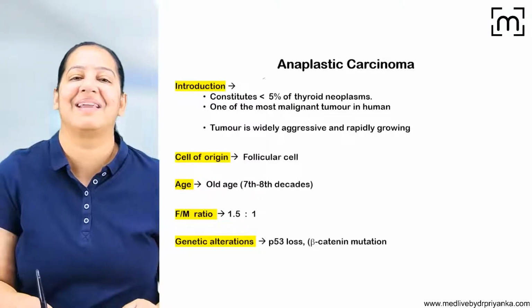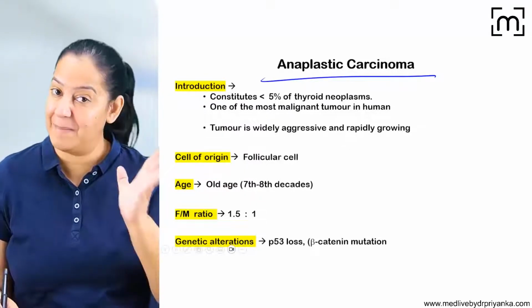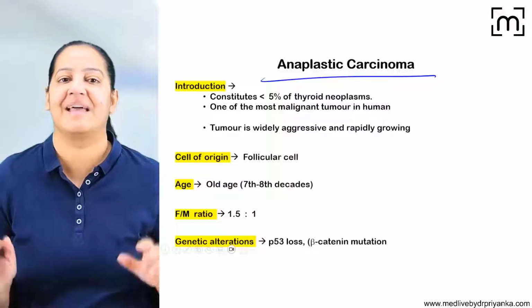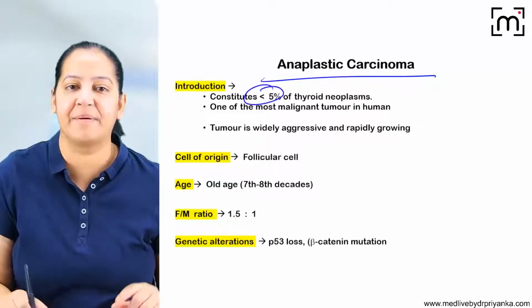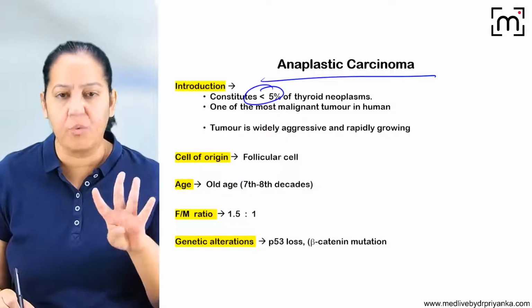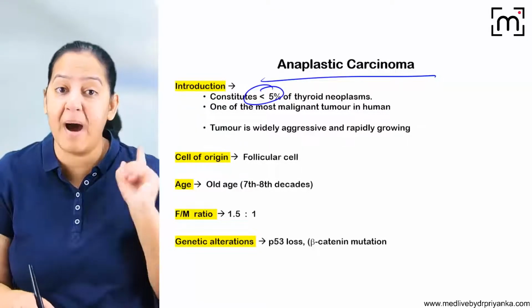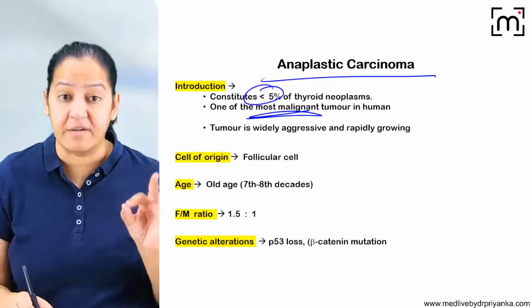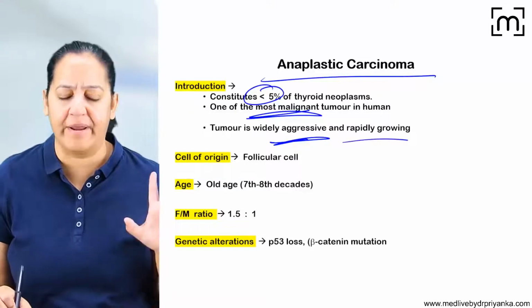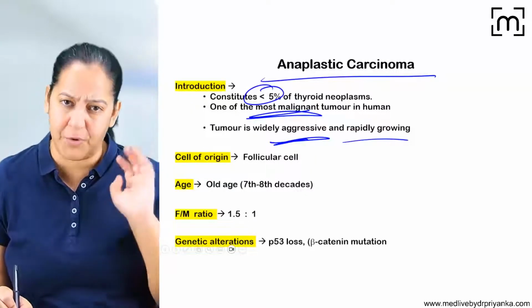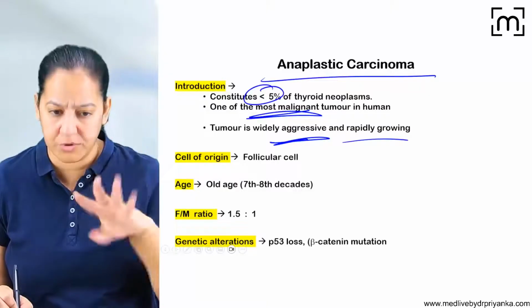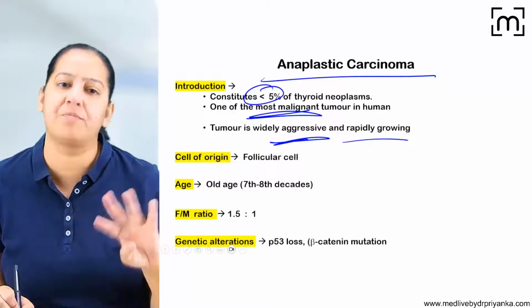The last one is anaplastic. We will see the anaplastic and compare all four together. It constitutes less than 5%. It is the least common among the four. It is the least common thyroid malignancy, but it is most aggressive. It is rapidly growing. Among the four, this has the worst prognosis, it is most aggressive, and it is the most malignant one.